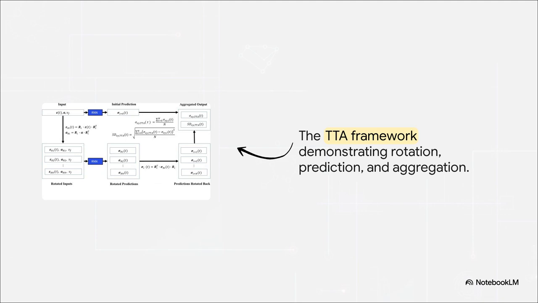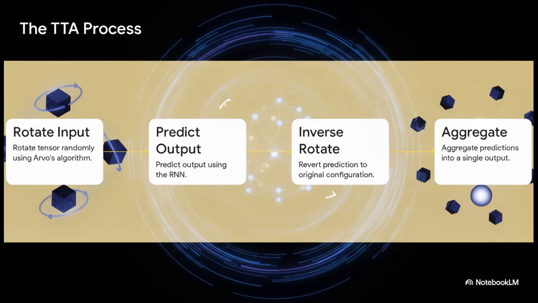Instead of just feeding a standard input to the RNN and crossing their fingers for a clean prediction, the input coordinate frame, so the strain orientation tensors, is randomly rotated in a three-dimensional space multiple times. The neural network then makes a separate prediction for every single one of those uniquely rotated inputs. It all breaks down into this really elegant four-step process.